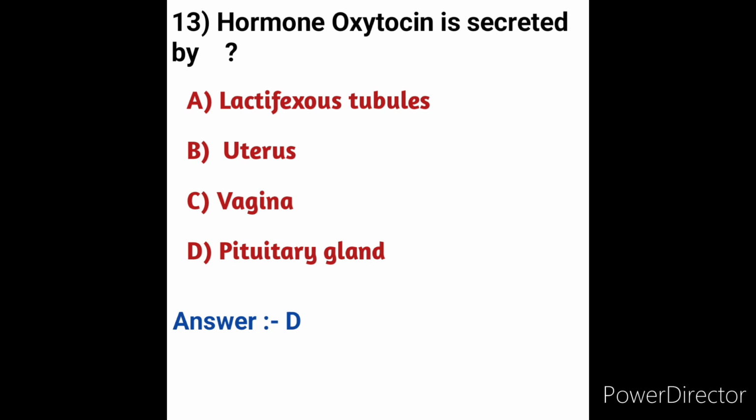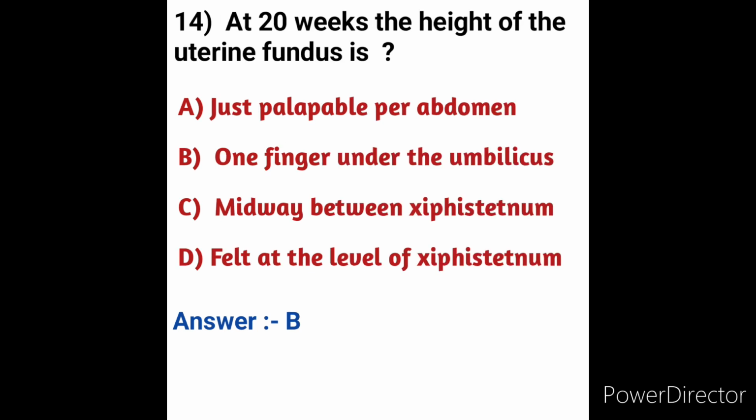To question number 14. At 20 weeks, the height of the uterine fundus is. You will see the options. Option A, just palpable per abdomen. Option B, one finger under the umbilicus. Option C, midway between the umbilicus and xiphisternum. And option D, felt at the level of xiphisternum.